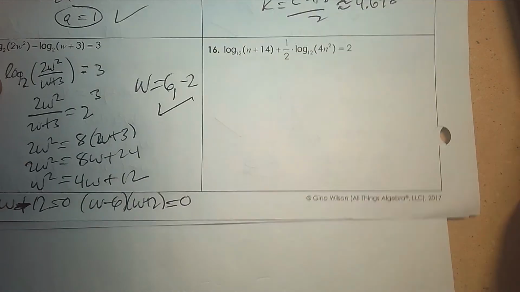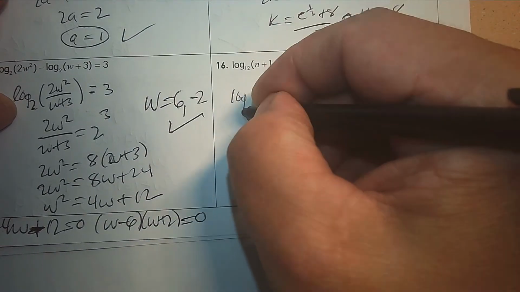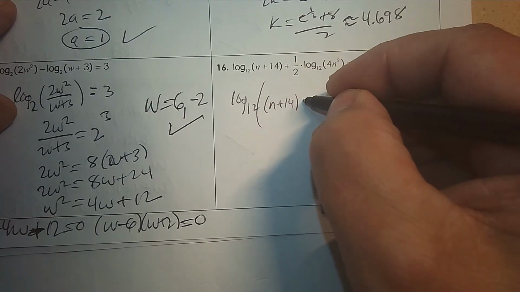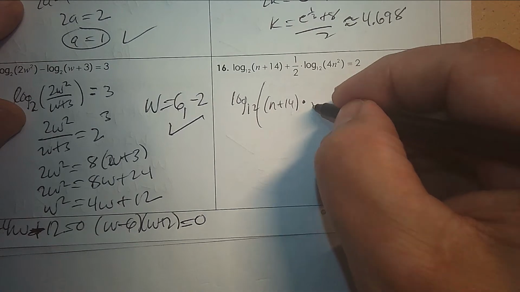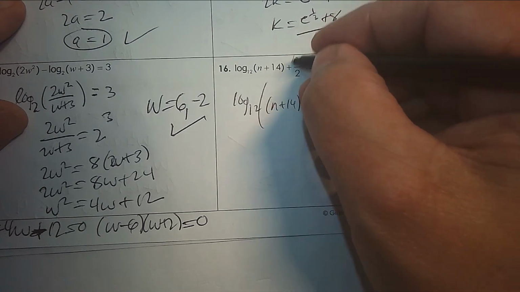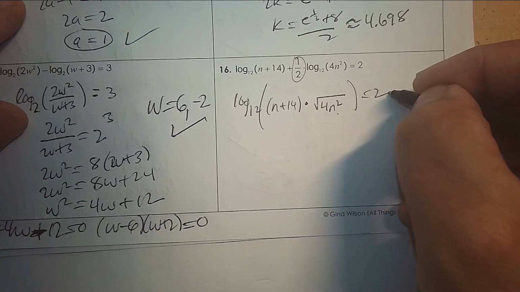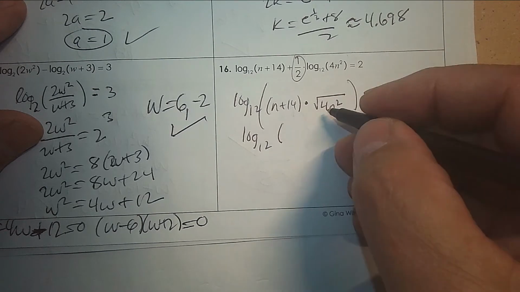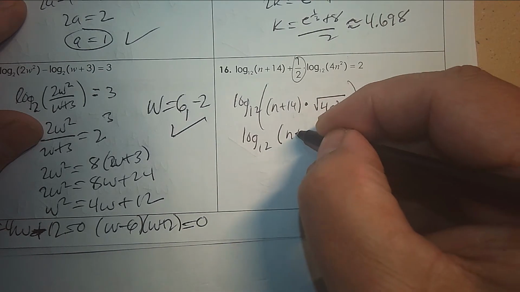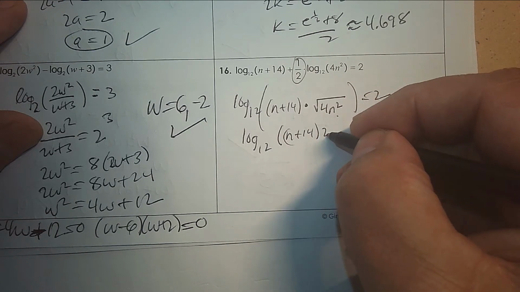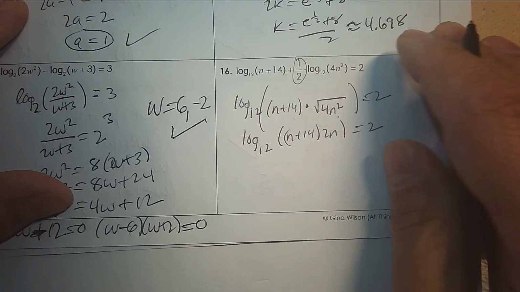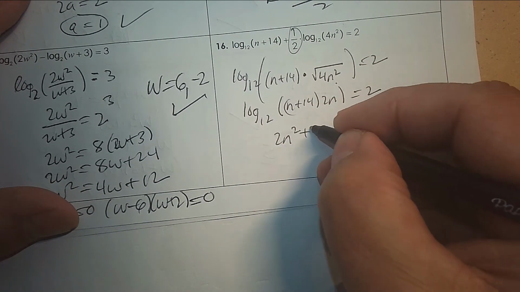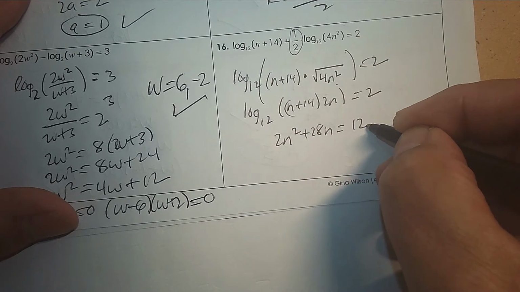Last one. So I'm going to write this as one logarithm. So I have n plus 14 times the square root of 4n squared, because the exponent 1/2 means square root, equal to 2. So before I write it exponentially, I'm going to clean up what's inside. So the square root of 4n squared is 2n. Now what's inside is actually 2n squared plus 28n. And the base is 12. And the exponent is 2.